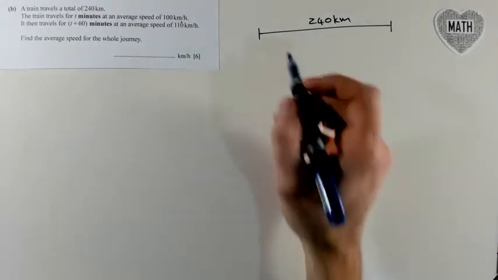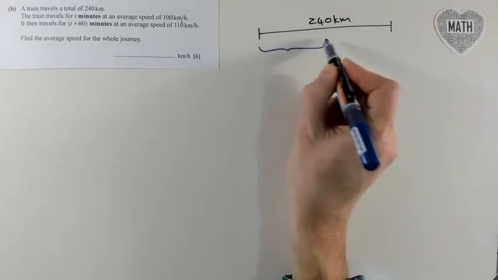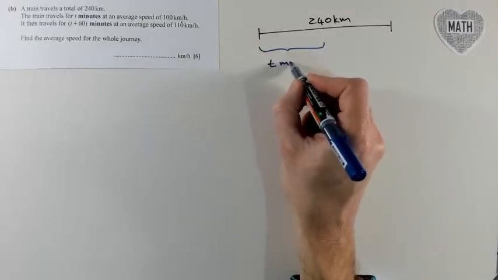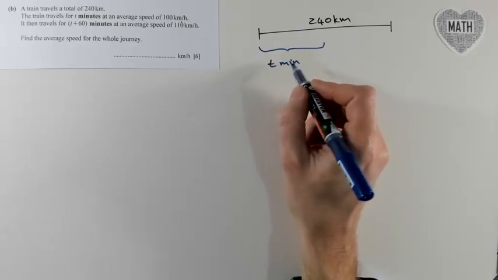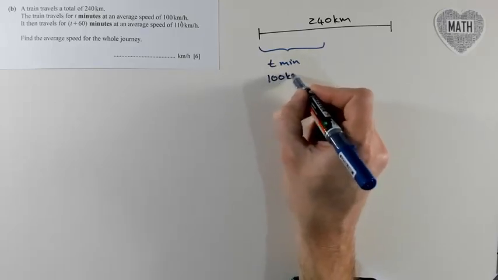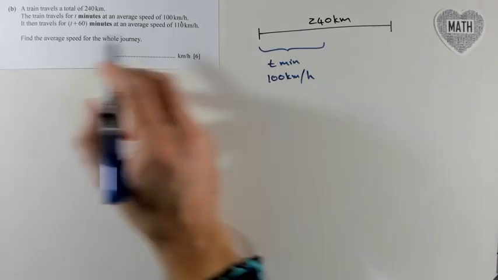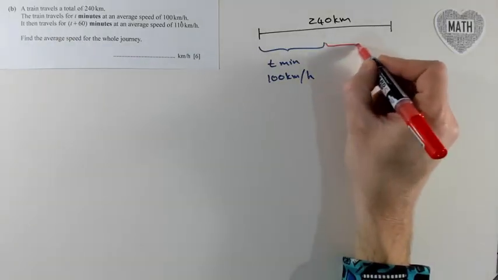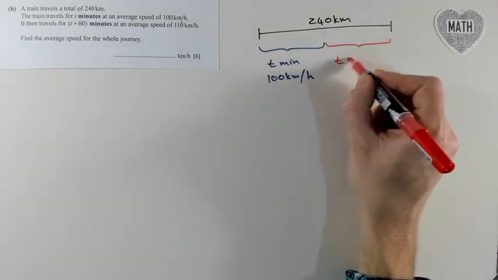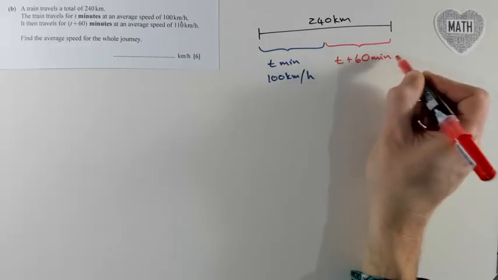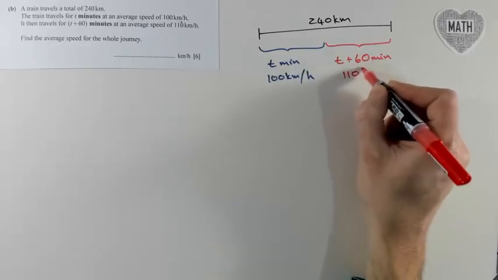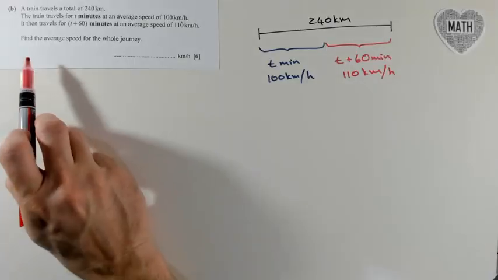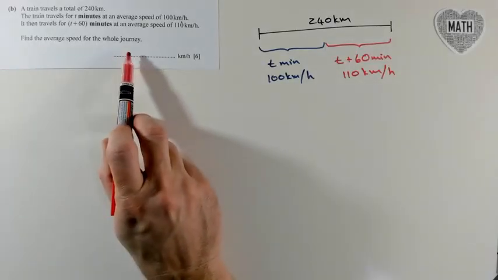So for a certain part of this journey, it's traveling for t minutes, very important that this is minutes, at 100 kilometers per hour. And then it travels the next bit, t plus 60 minutes, at 110 kilometers per hour. And they're asking, find the average speed of the whole journey.